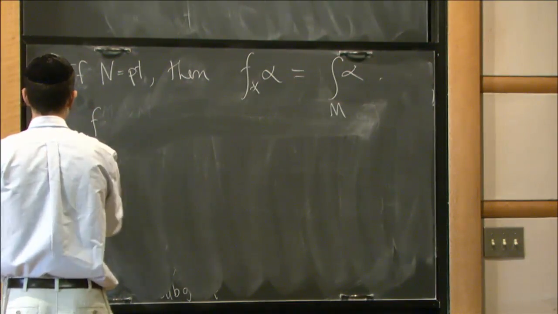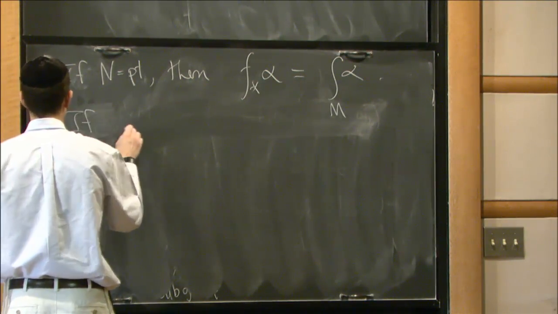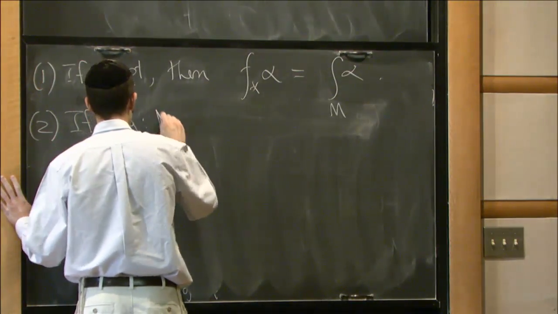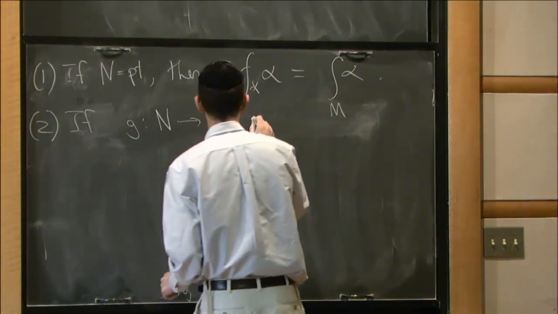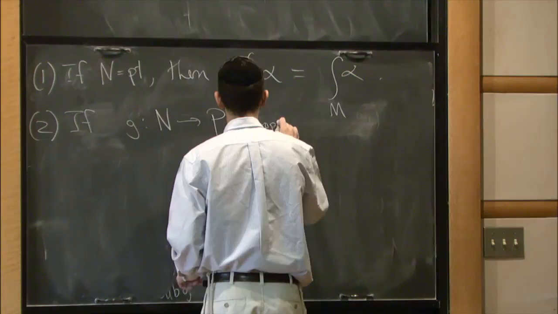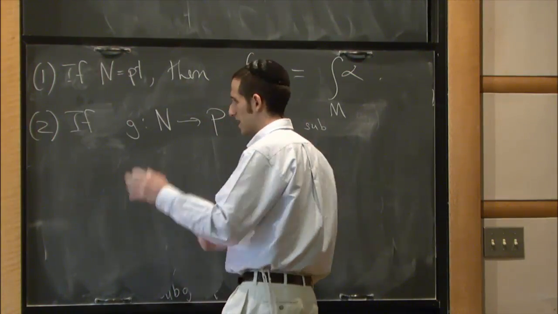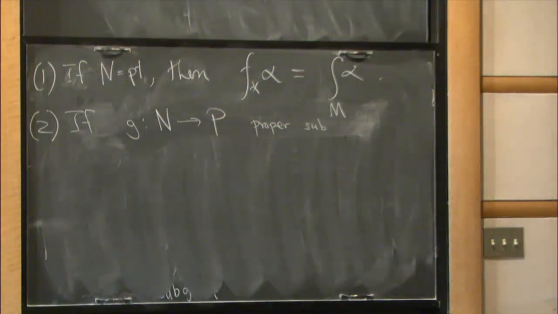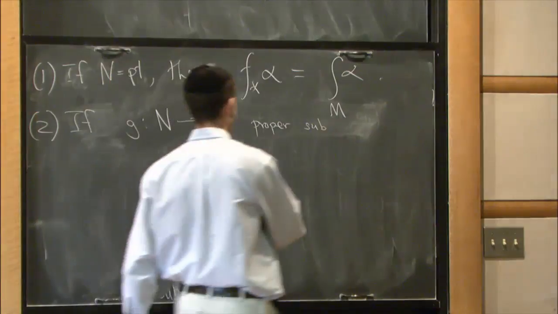F star, so if G maps from N to P is also a proper submersion. That's a stupid question. Does that require orienting? Yeah, everything is oriented here. I'm ignoring signs in this entire lecture. I already announced it like 20 times.